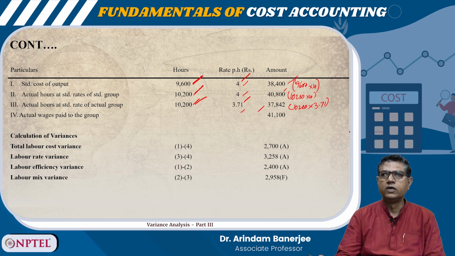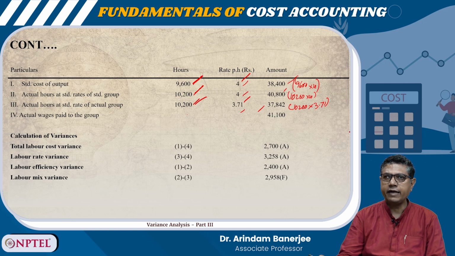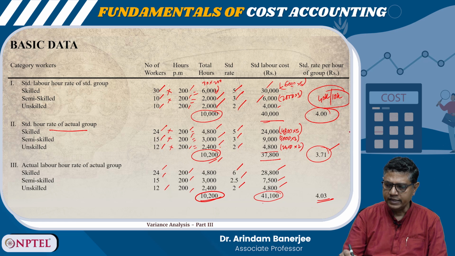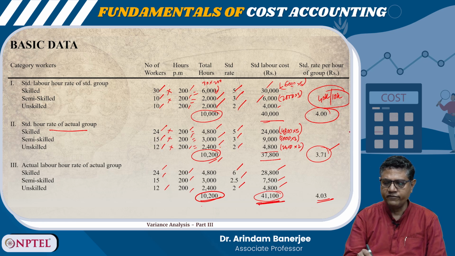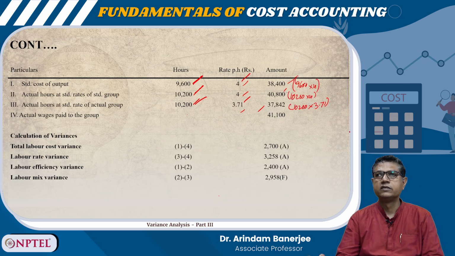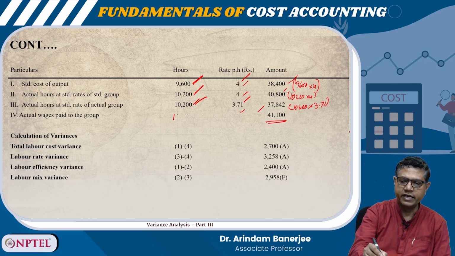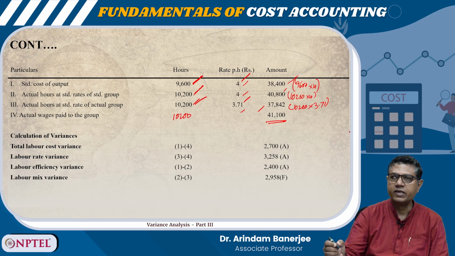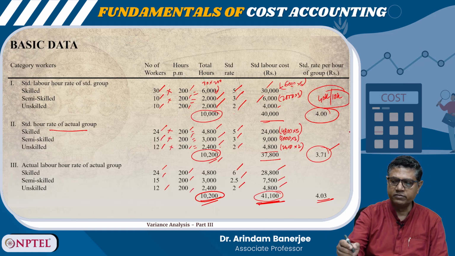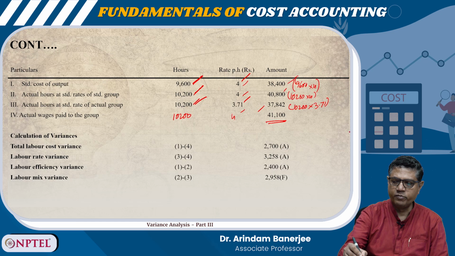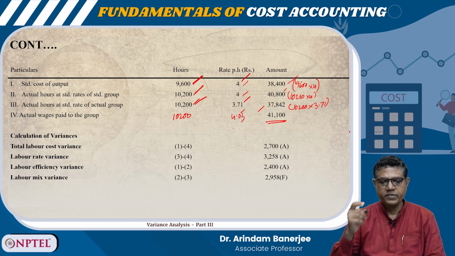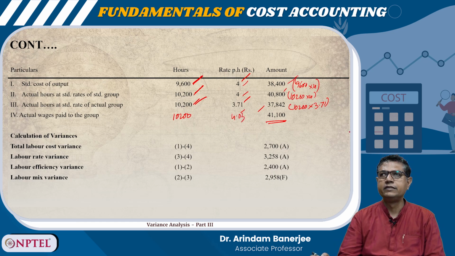So I can get 37,842. And the actual wages paid to the group we have calculated here, it is 41,100 for 10,200 units. And if I solve, the rate should come at 4.03. Fine. Now we can calculate the variance.